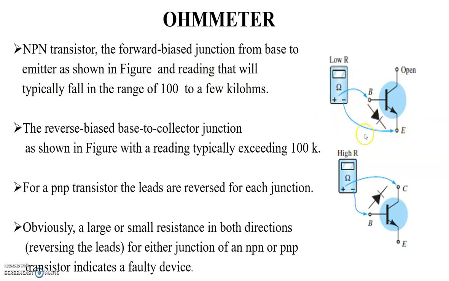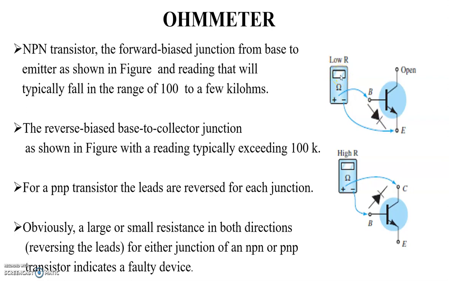You can connect like this for your transistor: base to positive terminal, emitter to negative terminal. This is a forward biased condition. Forward biased condition means the resistance value is 100 ohms to a few kilo ohms. That is a low resistance value, which will be displayed on the DMM.